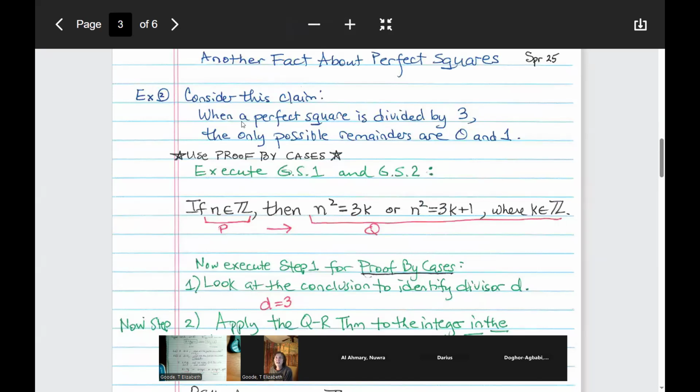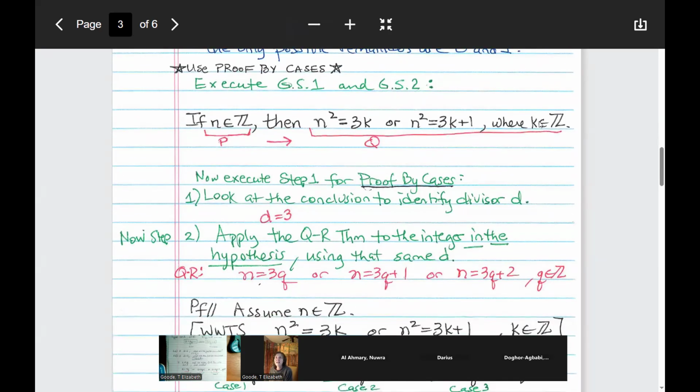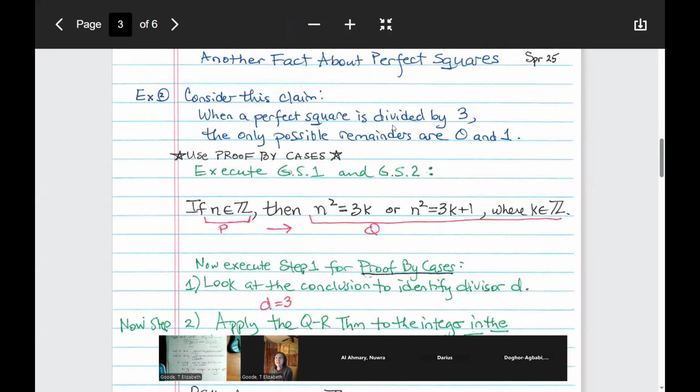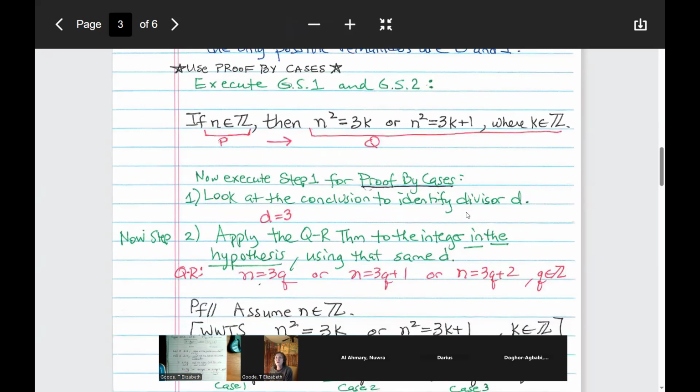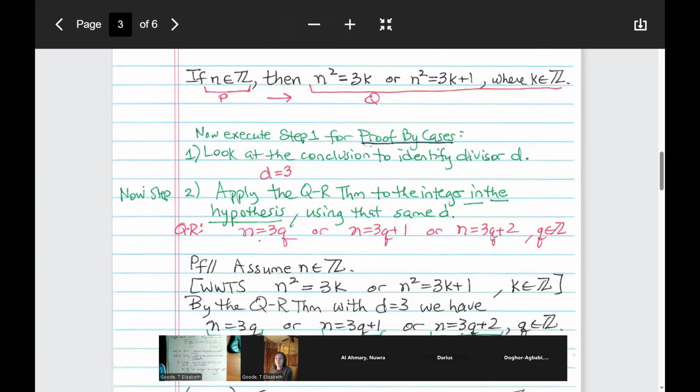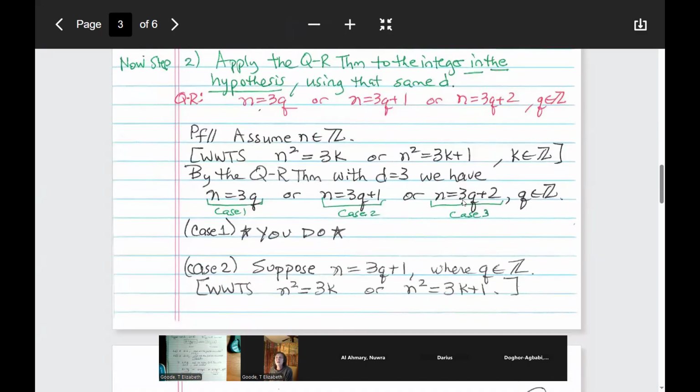Consider this claim. When a perfect square is divided by 3, the only possible remainders are 0 and 1. And when we write it as an if-then, if n is an integer, then n squared equals 3k, or n squared equals 3k plus 1, where k is in Z. That is the same claim, just written as an if-then. So you might want to review these notes, okay?